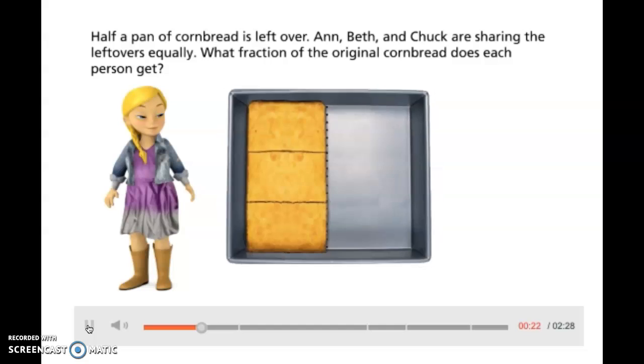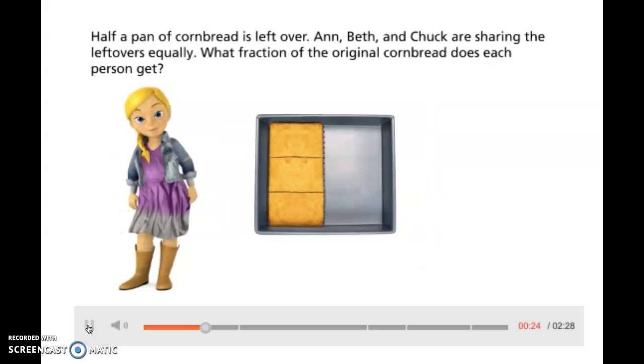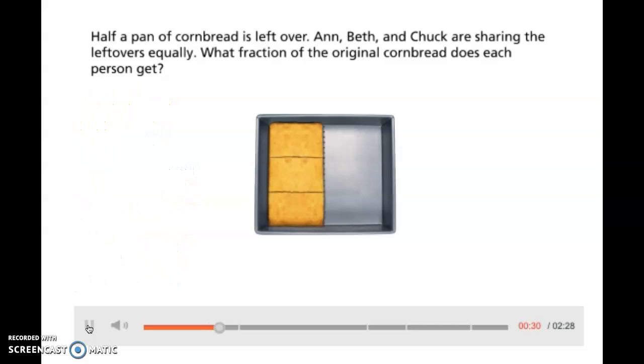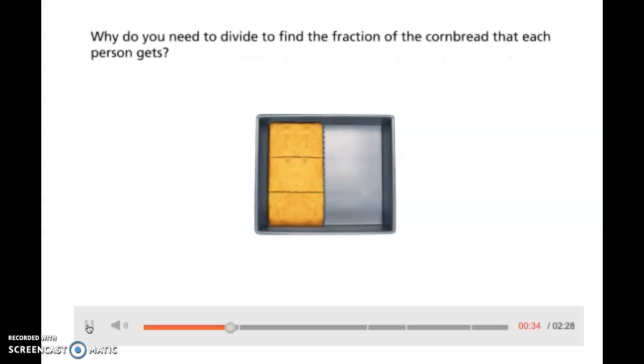Half a pan of cornbread is left over. Anne, Beth, and Chuck are sharing the leftovers equally. What fraction of the original cornbread does each person get? Why do you need to divide to find the fraction of the cornbread that each person gets?